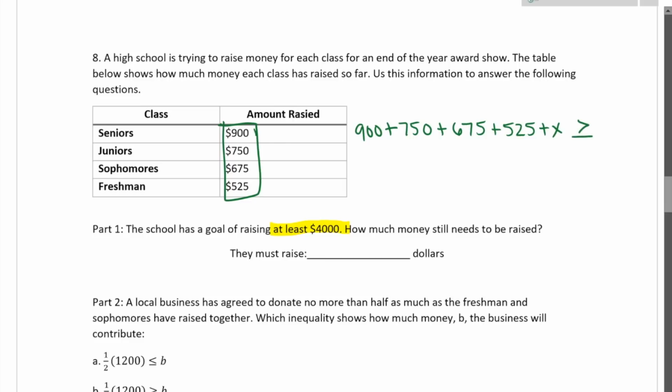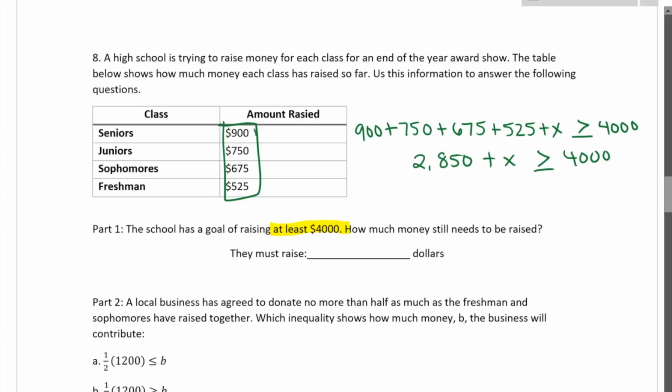So I put greater than or equal to $4,000 because that's how much I want to raise. So 900 plus 750 plus 675 plus 525 gives you $2,850 plus x greater than or equal to $4,000.